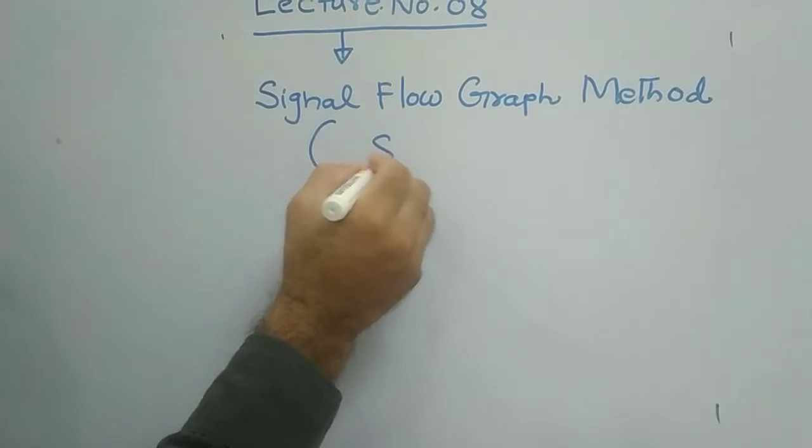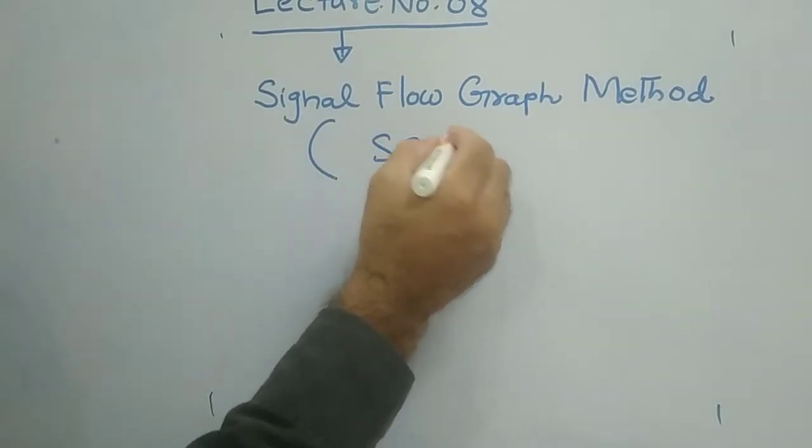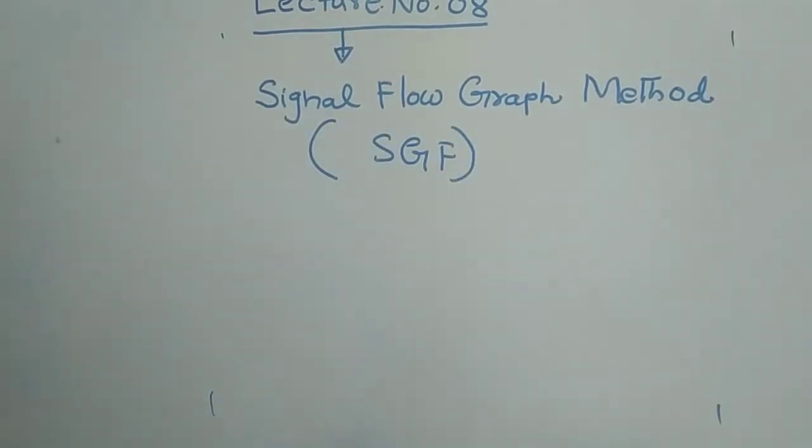It is the signal flow graph method, also called the SFG method, of finding the transfer function of a given block diagram. So, what is a signal flow graph? Signal flow graph is another beautiful pictorial representation of any given control system in the form of a signal flow graph.